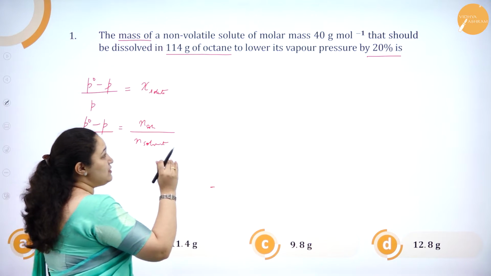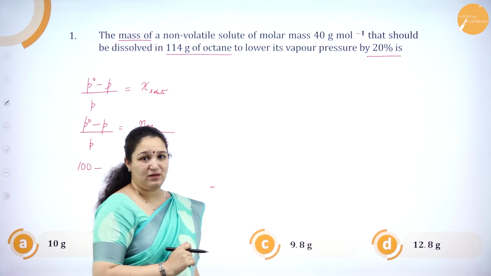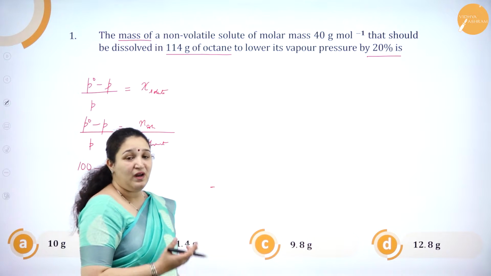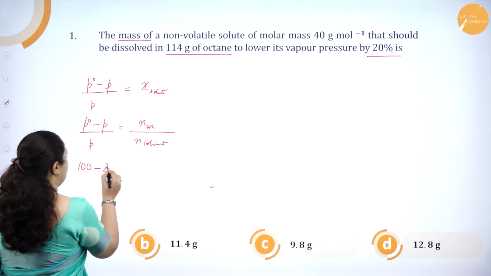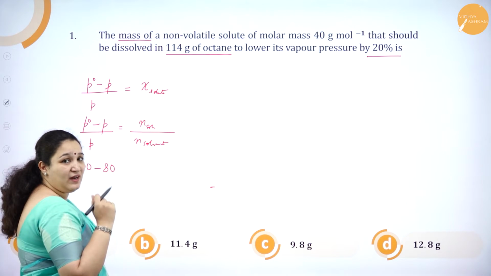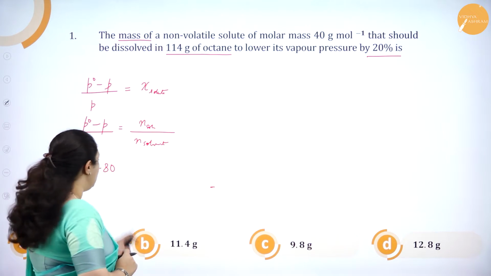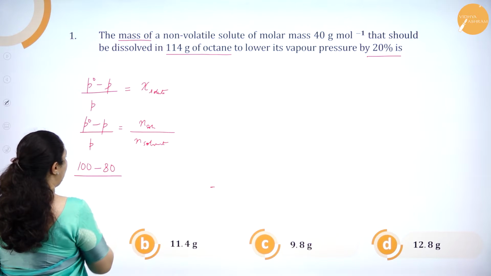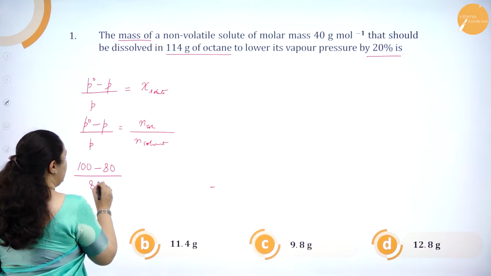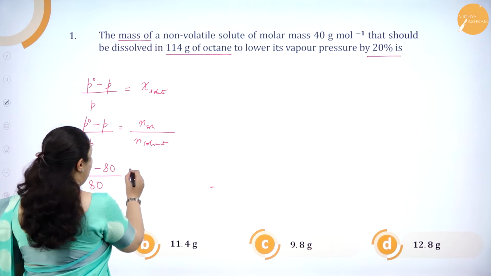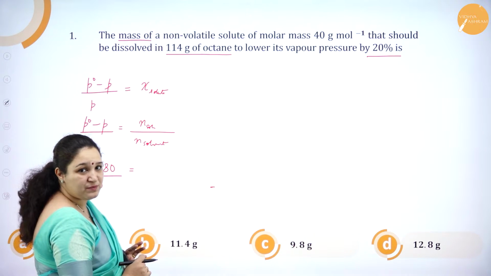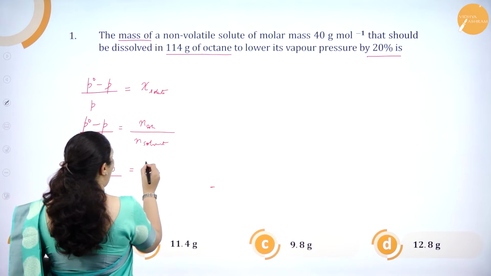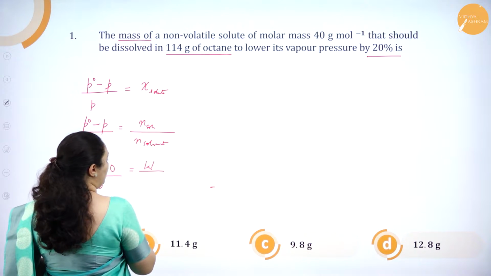Okay, I'll take P naught as 100. So 20% of vapor pressure is decreasing, means what is P? 100 minus 20 is 80. That is the vapor pressure after I add some mass of the solute. So that is 80 divided by what is P? It is 80. Okay, is equal to mass by molecular mass is number of moles. Correct? So mass of the solute I need to find out.